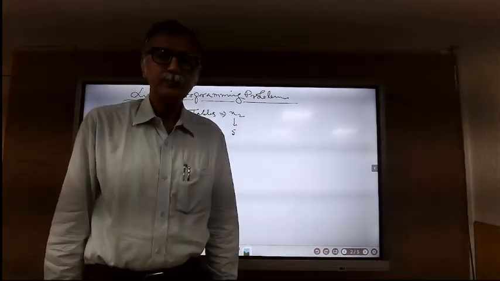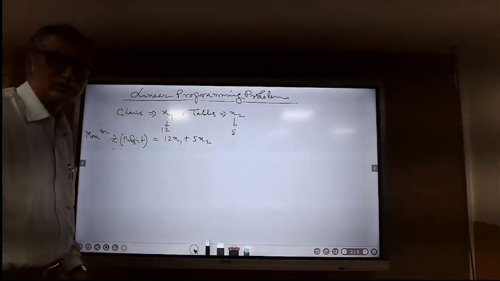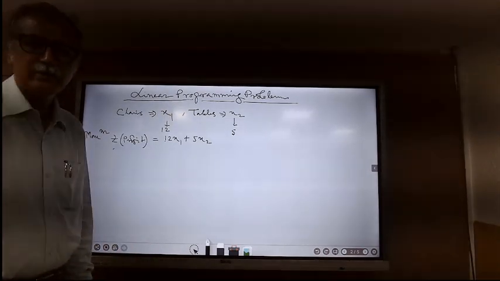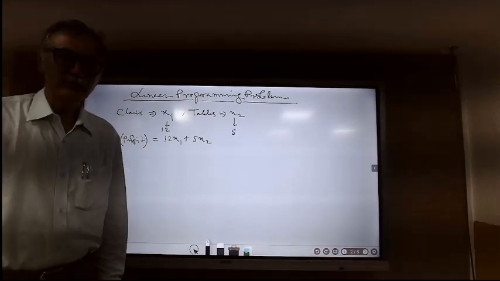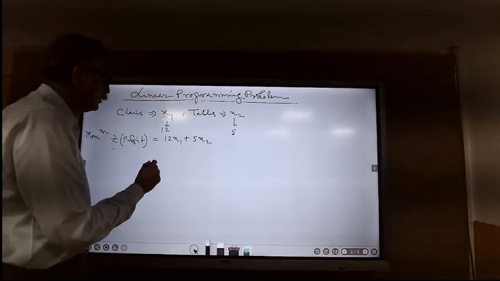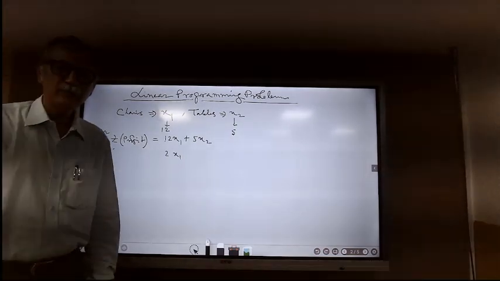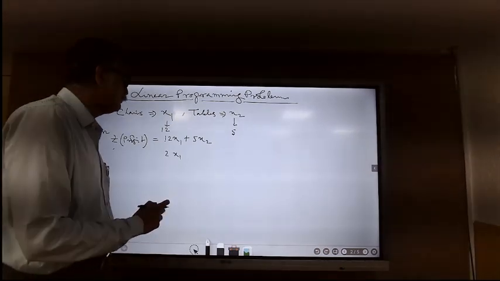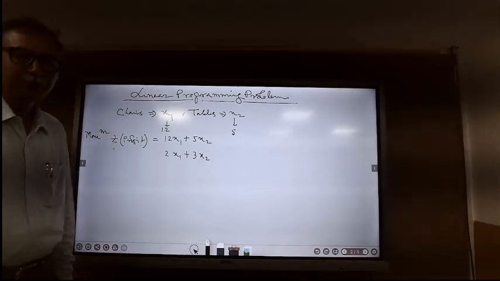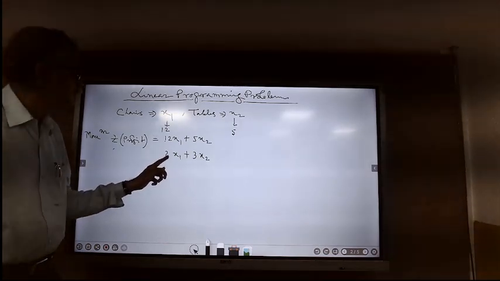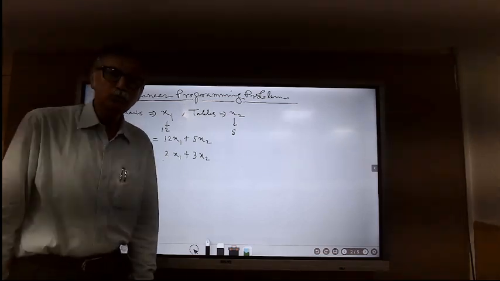Now there are some limitations. For making chairs, 2 types of timbers, 2 qualities of wood, are required. For making a chair, 2 units of timber 1, the first type of timber, are required, and for making a table, 3 units of the first type of timber are required. So 2 units of the first type of timber are required for making a chair, and 3 units of the first type are required for making a table.